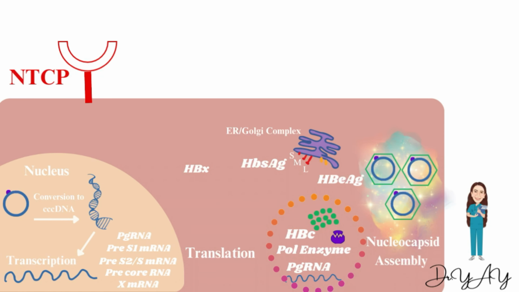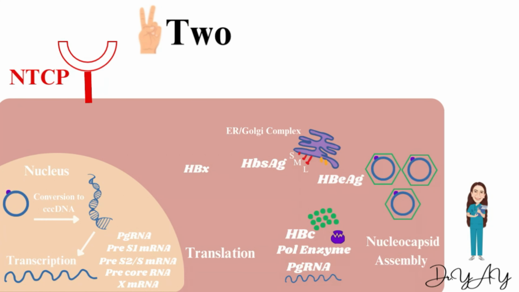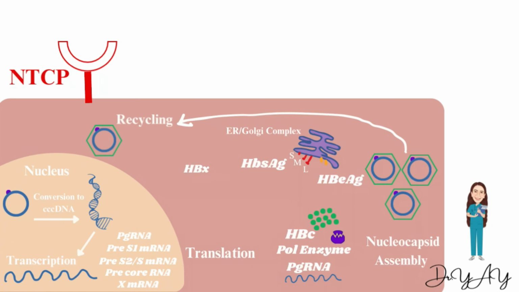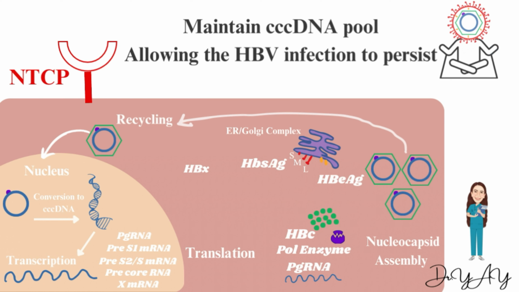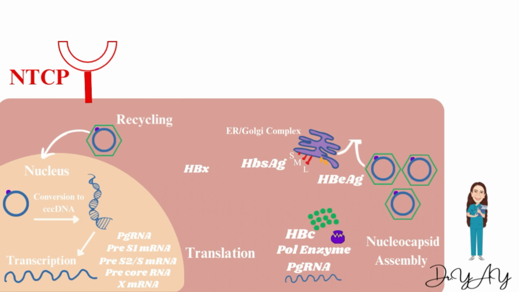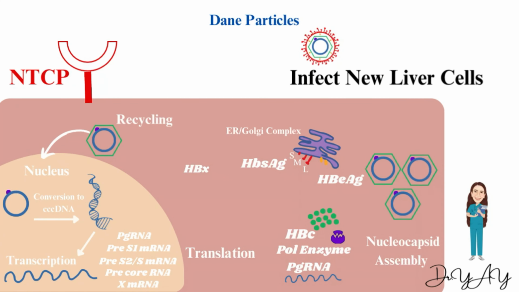And so we end up with a new viral particle where the DNA is enclosed by the nucleocapsid, and this particle can take two routes. Some return to the nucleus to maintain an increase of the covalently closed circular DNA reservoir, allowing the infection to persist, while some head to the endoplasmic reticulum, where they are wrapped with the hepatitis B surface antigen, forming a complete virion which is packaged into vesicles and released into the bloodstream by exocytosis, known as the Dane particles, to infect new liver cells.